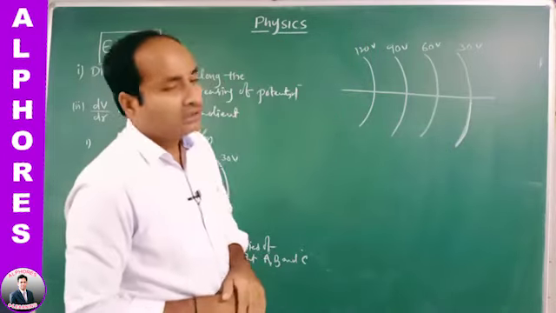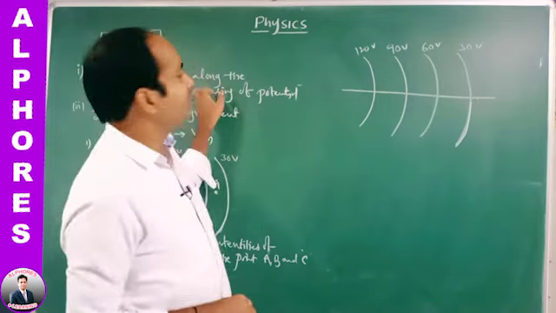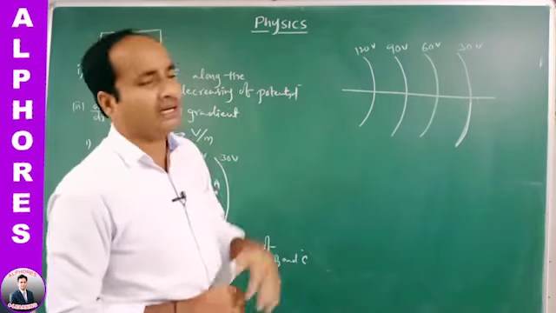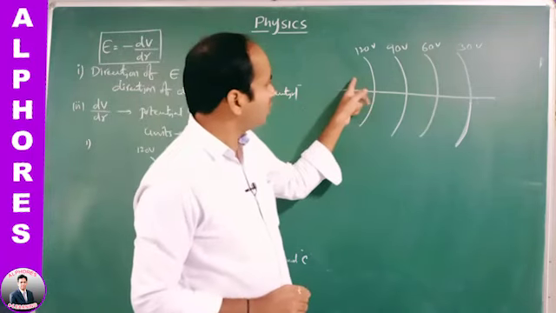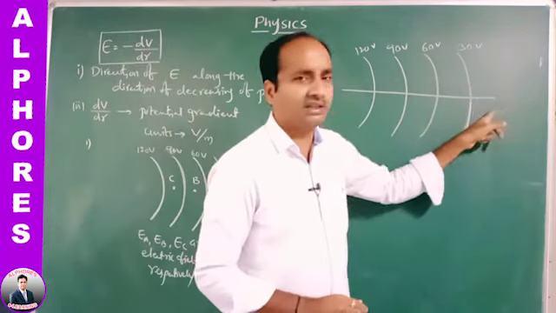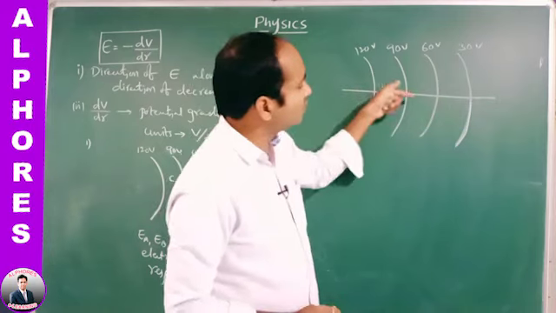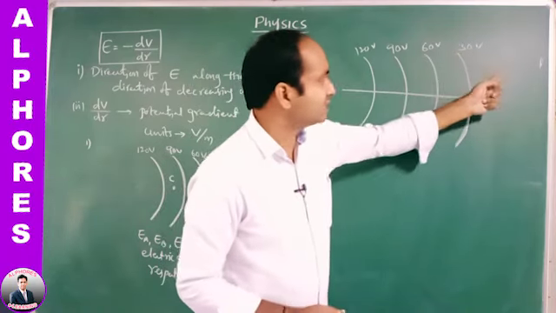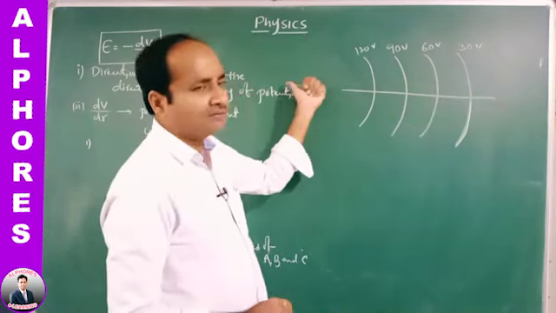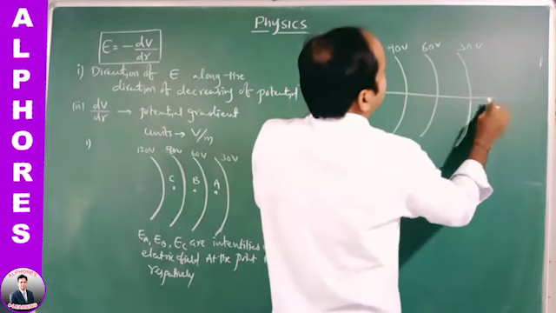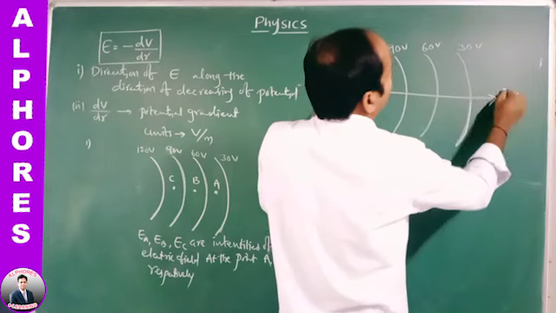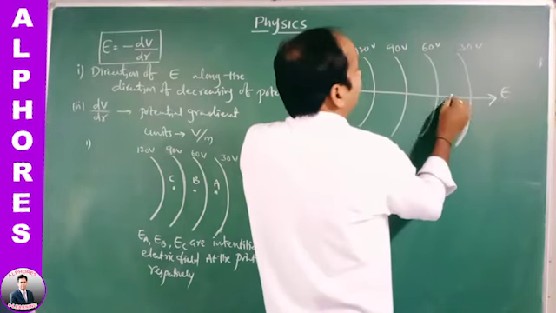Now from the E-V relation we may say that E is along the direction of decreasing value of potential. So what is the direction of the arrow mark, either left side or right side? If you are moving towards the right side, potential decreases. If you are moving along the left side, the potential is increasing. So the electric field is in the direction of decreasing value of potential. This is the direction of E.